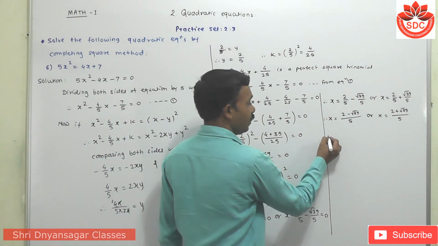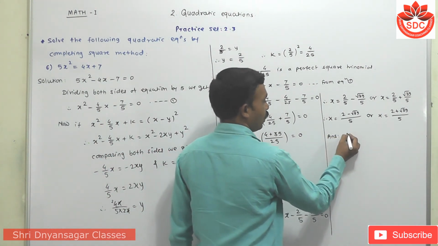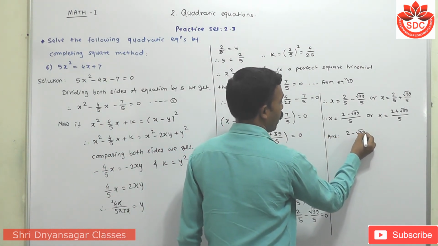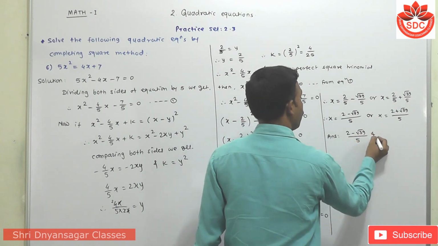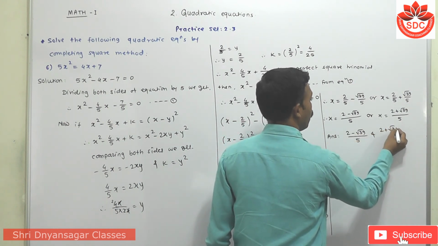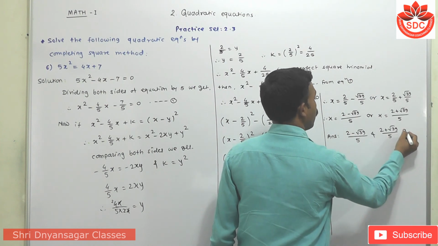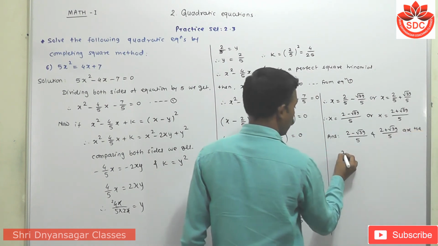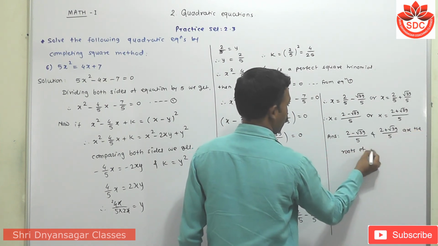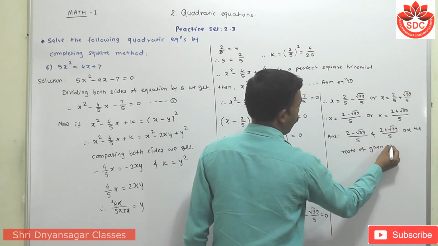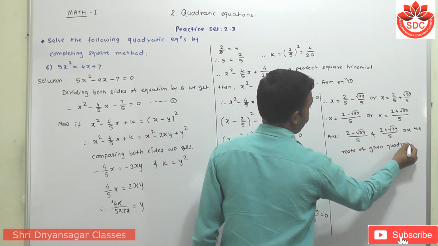So write the answer in a full sentence. Answer: 2 minus root of 39 upon 5 and 2 plus root of 39 upon 5 are the roots of the given quadratic equation.